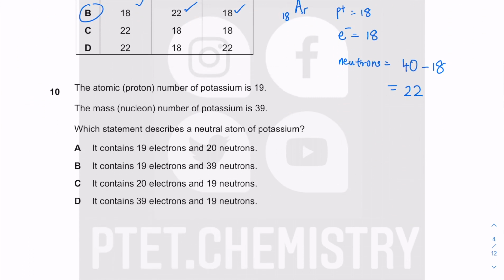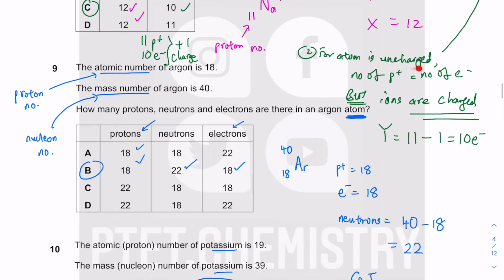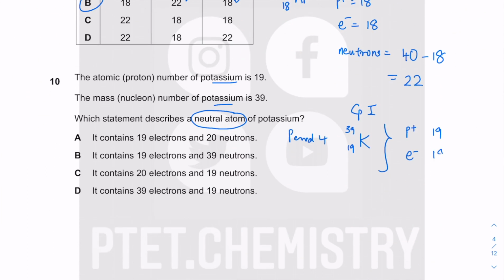Number 10, you have this element potassium. The symbol is K, and it is in period 4 but group 1. So what do we have for K? The mass or nucleon number is 39. That's the number on top. The number at the bottom is 19. So this is the international format. After writing in these, I would work out proton, 19. This is a neutral atom, because a neutral atom is uncharged. So the number of protons equals the number of electrons. So what we have is 19 electrons.